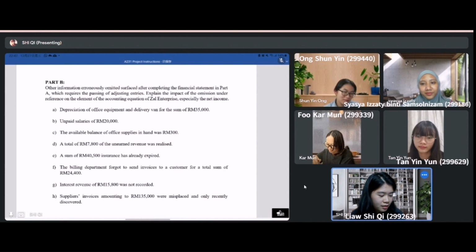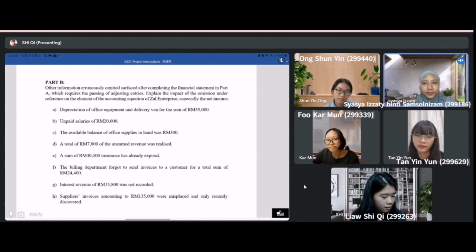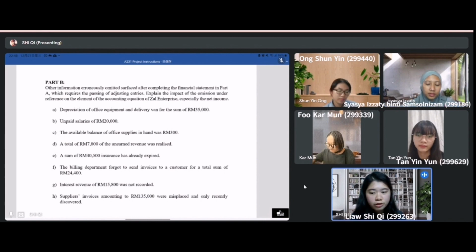Actually, I think we cannot determine whether it is accounts receivable or cash, because the question didn't say whether it is on account or not. So maybe we just keep it in view. Okay, so let's continue to question H.